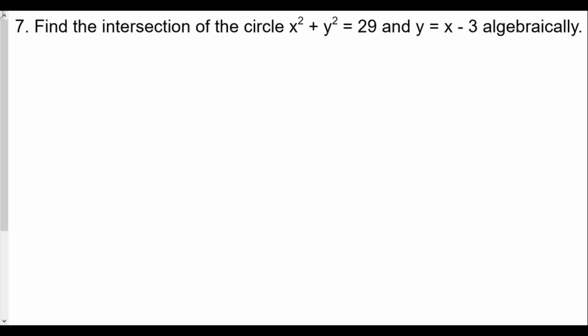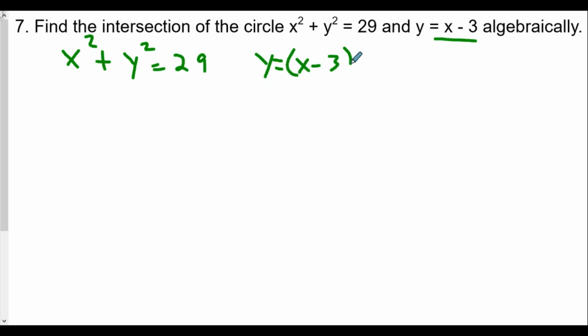All right, everybody, let's just try this out. For a system of equations, we normally do either the cancellation method or the substitution method. In this situation, it is probably easier to do substitution because we have y by itself, y equals x minus 3. So for the equation x squared plus y squared equals 29, we're going to replace y with x minus 3. It's going to look like x squared plus (x minus 3) squared equals 29.